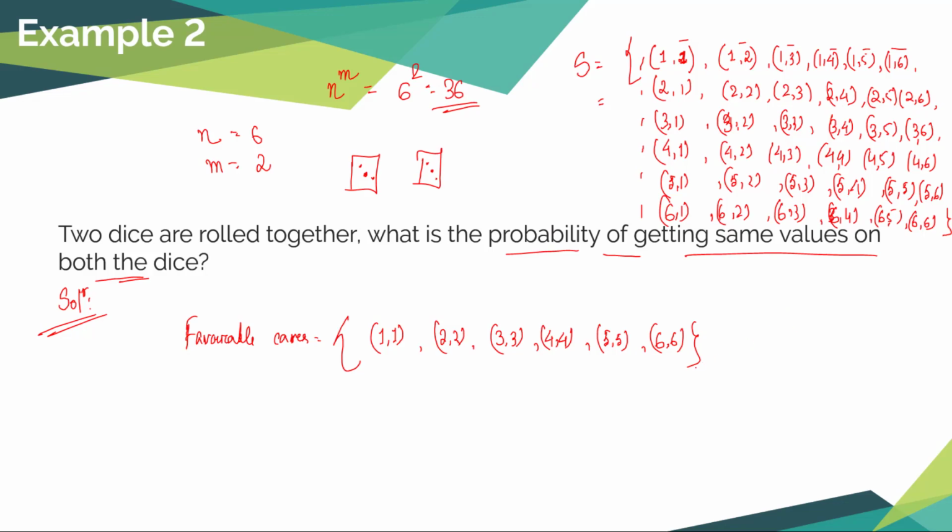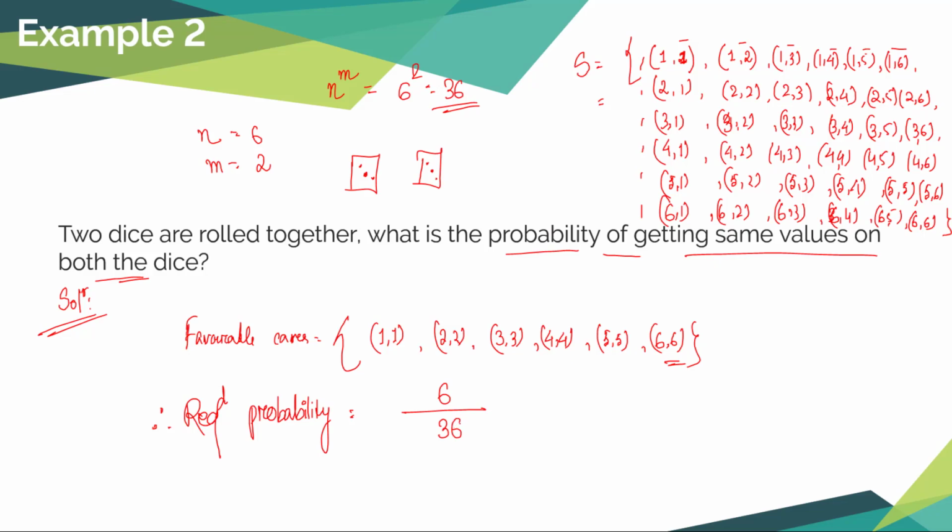So what is the size of our favorable cases? We have 6 such favorable cases, right? And what is the size of our sample space? That is 36. Therefore, the required probability is equal to 6 divided by 36. So we have six such combinations which support the statement that we are trying to find the probability of, the event of getting the same value on both dice, right?